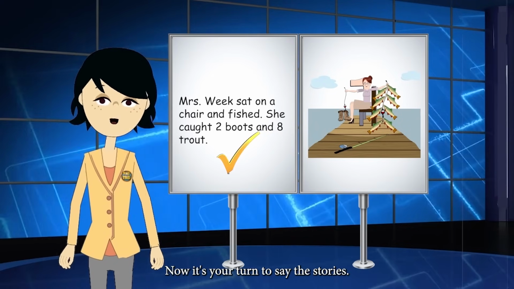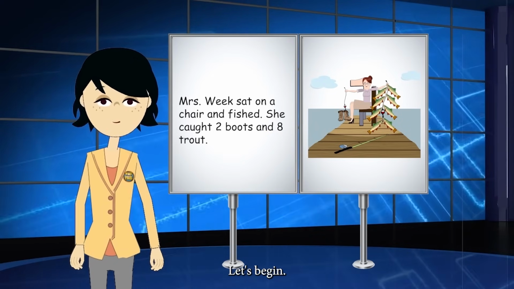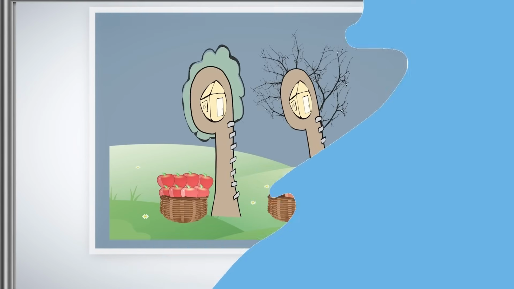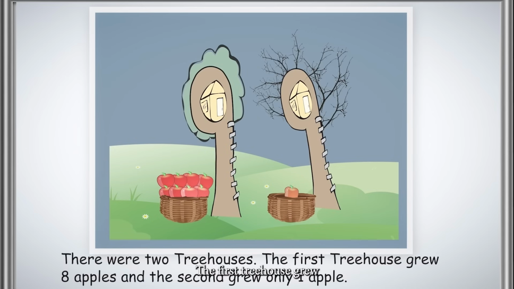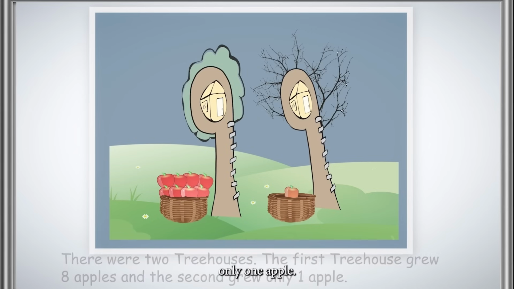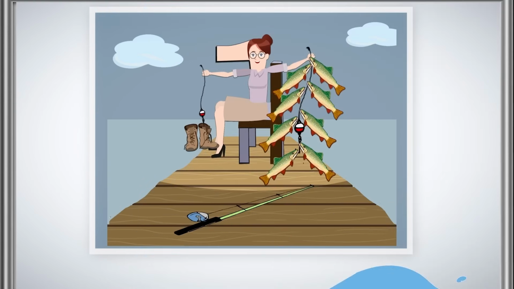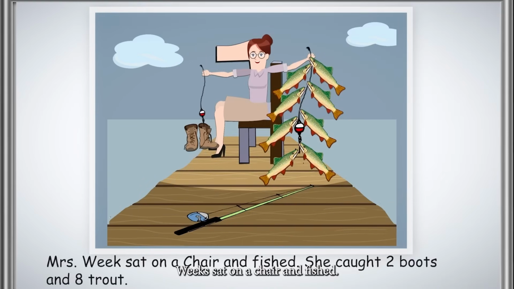Now it's your turn to say the stories. Let's begin. There were 2 tree houses. The first tree house grew 8 apples, and the second grew only 1 apple. Mrs. Weeks sat on a chair and fished. She got 2 boots and 8 trout.